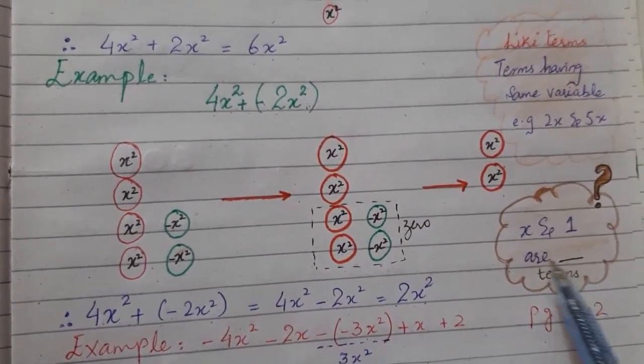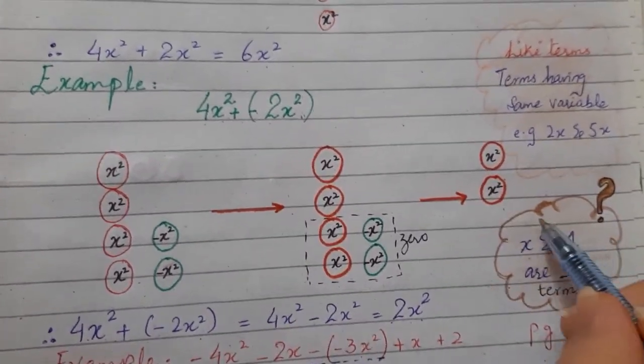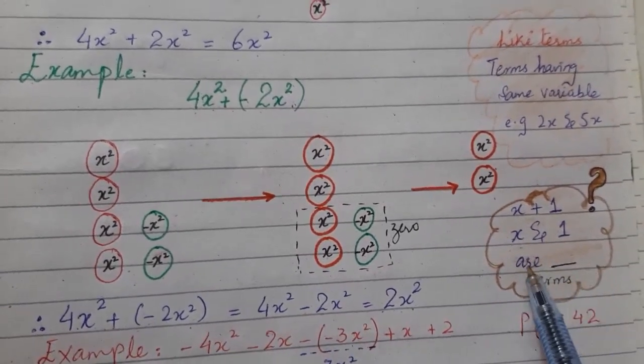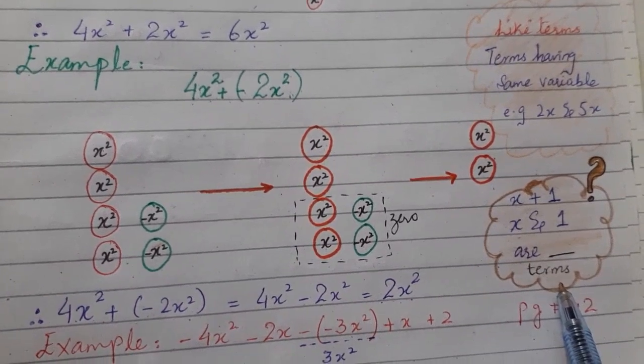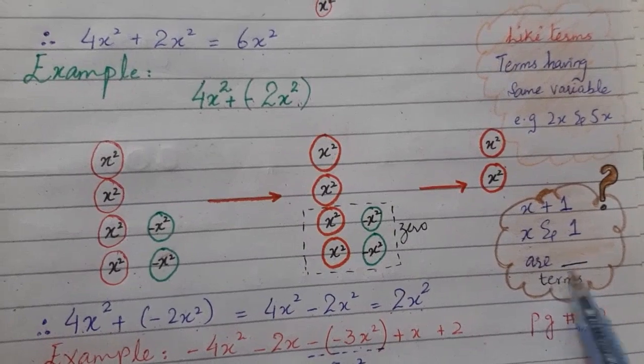Now you have to tell me whether x and 1 in the expression x plus 1, x and 1 are dash terms. So very good. Yes, here x and 1 are unlike terms.